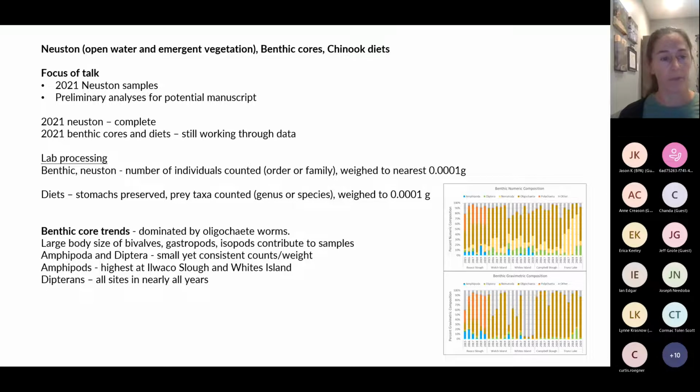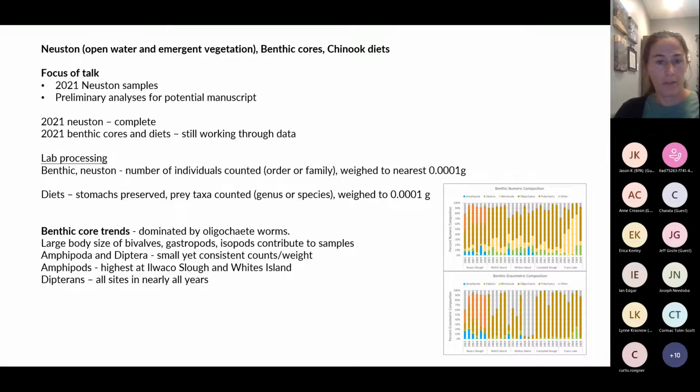In our lab, real quick, how we process samples is for benthic and Neuston samples, the number of individuals are counted and they're ID'd to order or family, and then they're weighed to the nearest 10,000th of a gram. And for diets, the stomachs are preserved in the field, sent to us, and then we count the taxa, identify them to genus or species, and then weigh them.